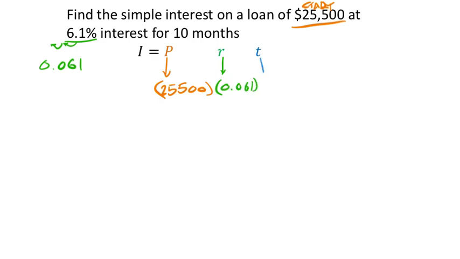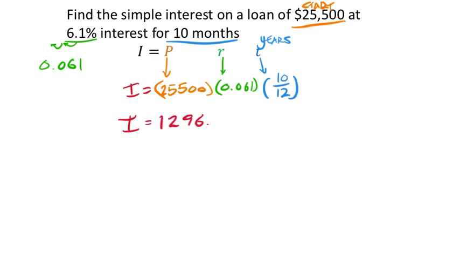The time is kind of the breaker on this one. It says it's for 10 months, but the time is always going to be in years. But where this one is now in months, we have to take the 10 months, and 1 year is 12 months. It's 10/12 right there. And so for the interest, we have these 3 values multiplied together. When I put this in the calculator, it actually came out to the nearest penny anyway. It says that the interest amount after multiplying these is $1,296.25. So that's how much interest has accrued in this account at 6.1% interest after 10 months.